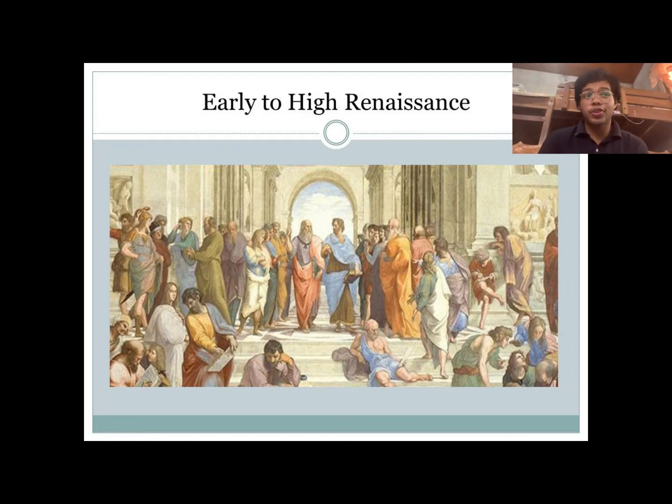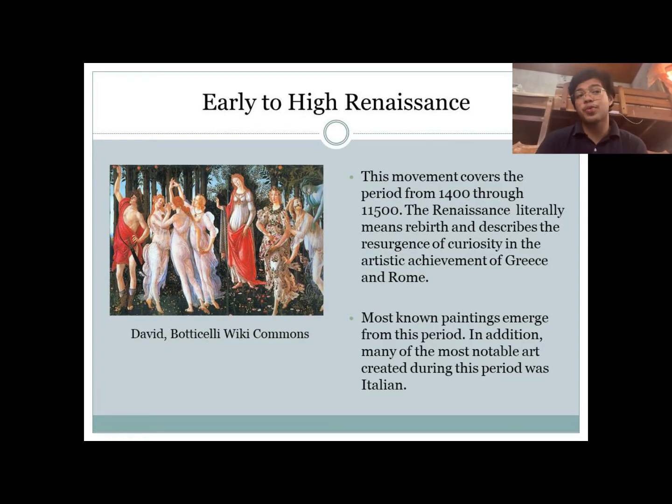Let us now move on to the Early to High Renaissance. This movement covers the period from 1400 through 1500. The Renaissance literally means rebirth and describes the resurgence of curiosity in the artistic achievements of Greece and Rome. Most known paintings emerged from this period. In addition, many of the most notable art created during this period was Italian.